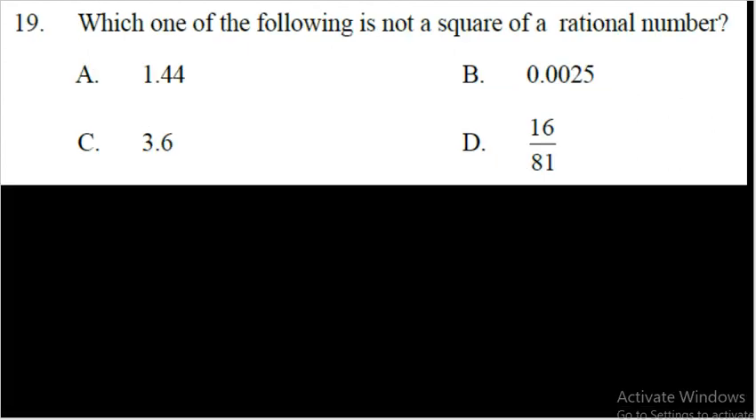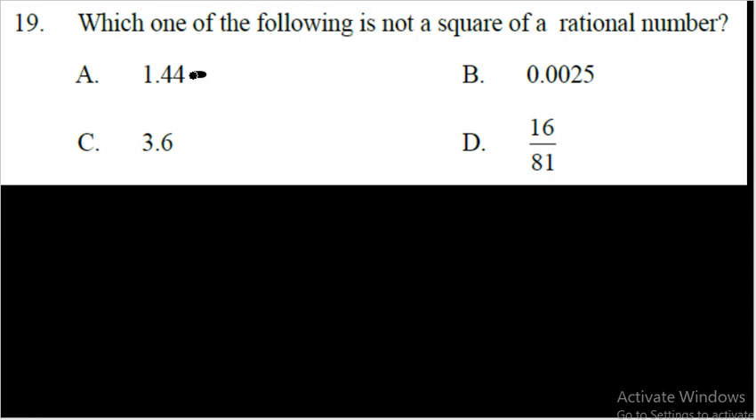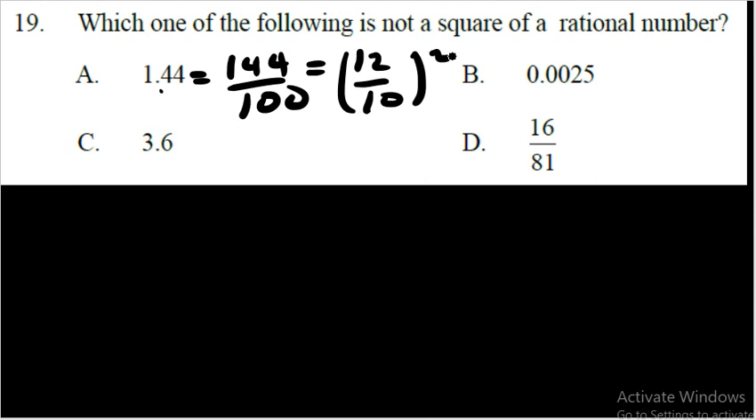Okay, next question. Which one of the following is not the square of a rational number? Here, this is the same as 144/100 because 2 decimal places are there after the point. This is the same as (12/10) squared. 144 is a perfect square number, 100 is also a perfect square number, so we can write it in this form. So it is a rational number squared.